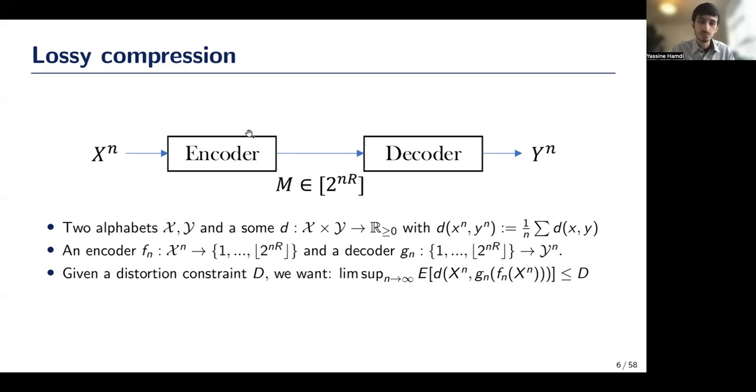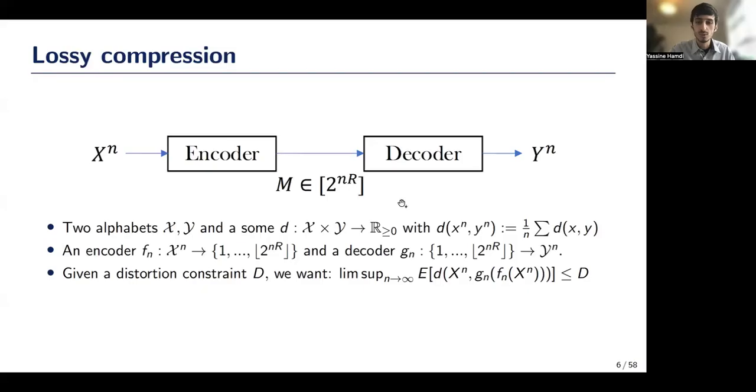And this sequence, you use some deterministic function, the encoder, which is going to be denoted as f_n, and you map x^n into an integer between 1 and 2^(nr), with r being some real number that we will choose later. So you map it to an integer, and then the decoder, g_n, takes the integer and gives a sequence y^n, so n elements again.